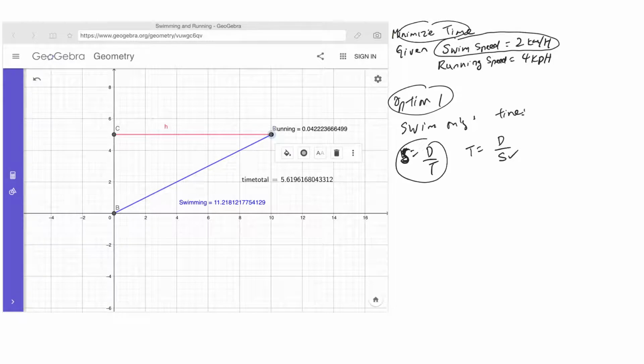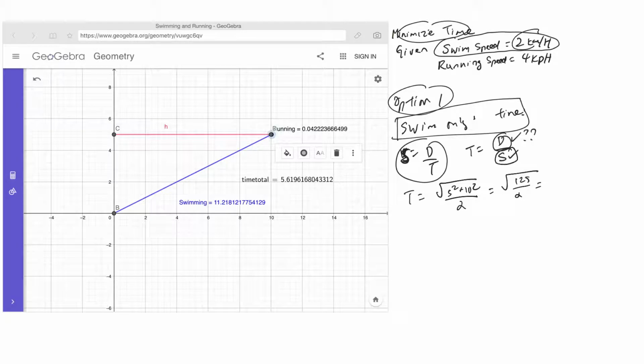And we have the speed. We just have to work out the distance if we were to swim only. So let's figure out the distance. Our distance in this case is from here to here. And this clearly is a right angle triangle. We know that the river is 5 and over here it's 10. So we know the A value and B value, and using the Pythagorean theorem we calculate the C value. In other words, we have the square root of 5 squared plus 10 squared, divided by the swimming speed of 2, which will give us around 5.6 hours.